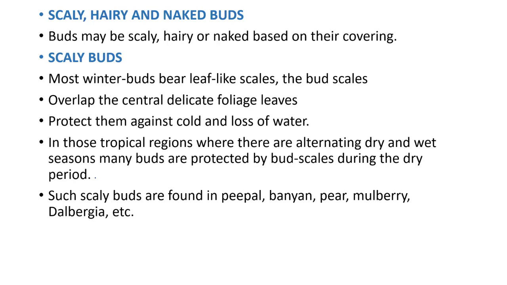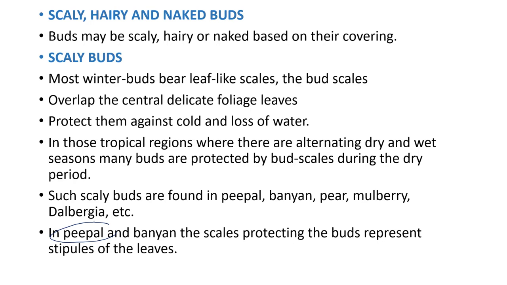The winter buds are commonly found in plants like peepal, banyan, pear, mulberry and dalbergia. They produce buds, and these buds develop scales which protect them during the harsh cold weather. Especially in these two plants, the ficus genus, the peepal and the banyan, the scales which protect the buds are actually stipules of the leaves. So their stipules are scaly stipules, as we shall see in the chapter on leaves, different kinds of stipules. So in these plants, the scales protecting the buds during winter are actually stipules. These were the scaly buds.